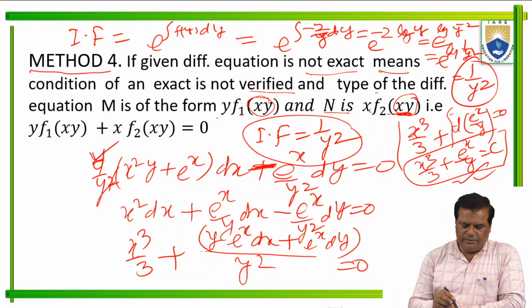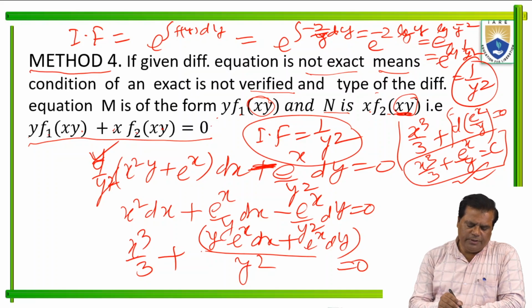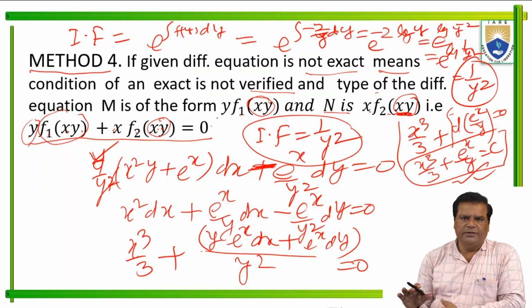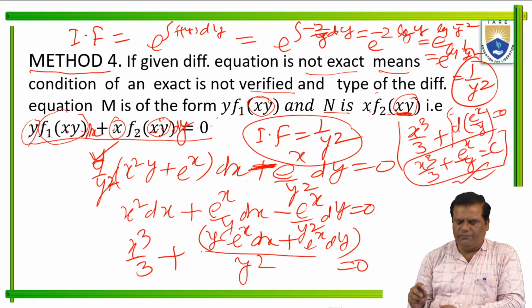That is, our question is of this type: y f1(xy) dx plus x f2(xy) dy equal to 0. Means in the function, in place of x is xy, and y multiplies. In every place, in place of x is xy. xy is the function variable and x multiplies here. Okay, so here is dx and plus here is dy. So this is the type of differential equation.